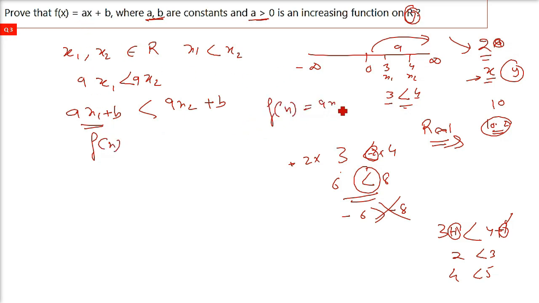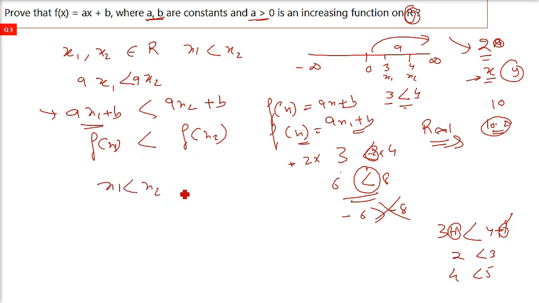So this ax1 plus b is what? fx is ax plus b. So fx1 will be what? ax1 plus b. fx2 is what? ax2 plus b. So this ax1 plus b is nothing but fx1 only. That is the function only. And this is fx2. That means that if x1 is less than x2, this implies, this proves, that fx1 is less than fx2. If you take two numbers with a certain relationship, the function values have the same relationship. In this case, the less than relationship holds, that is, the function is increasing in the domain of real numbers.